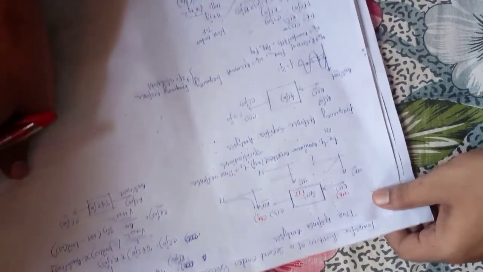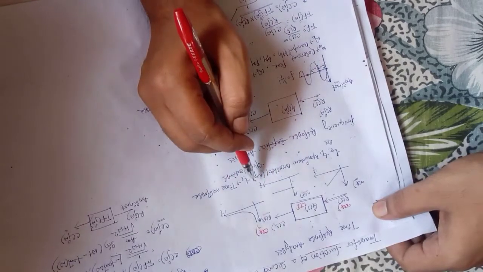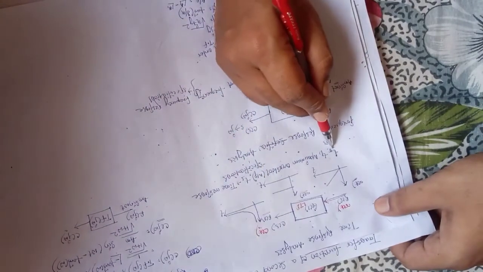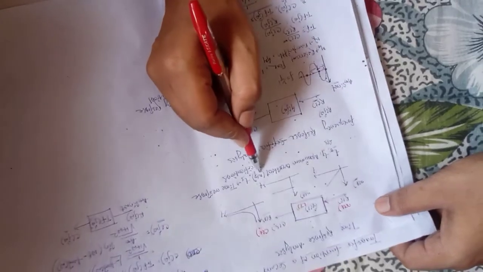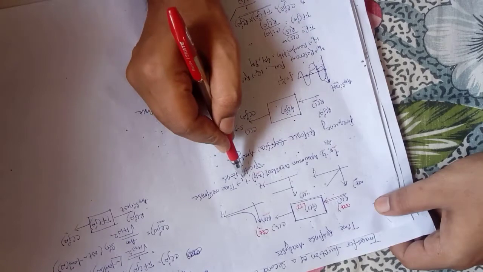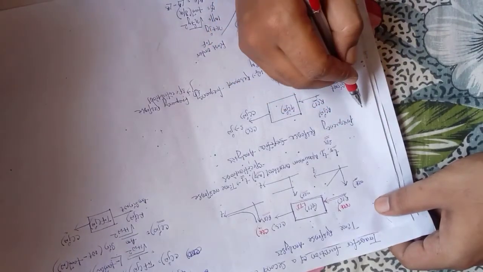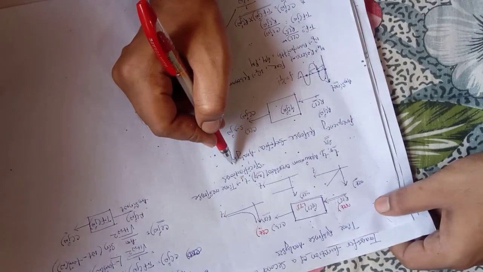While analyzing the response in the time domain, we have different parameters that I have already told you in previous classes: TR, rise time; TP, peak time; maximum overshoot, MP; settling time, TS; as well as steady state error, ESS. These are called time response specifications.